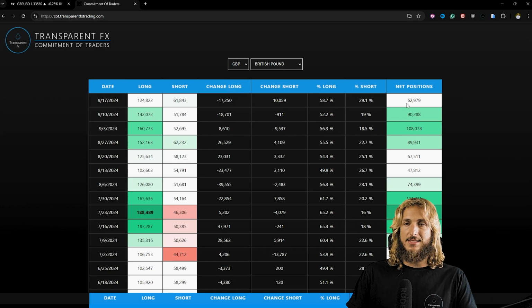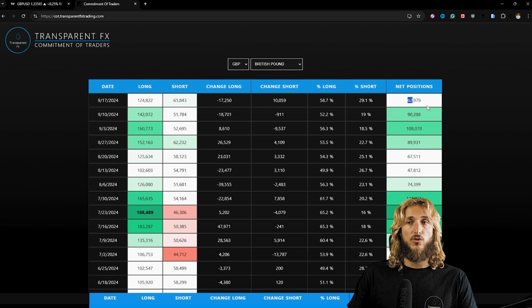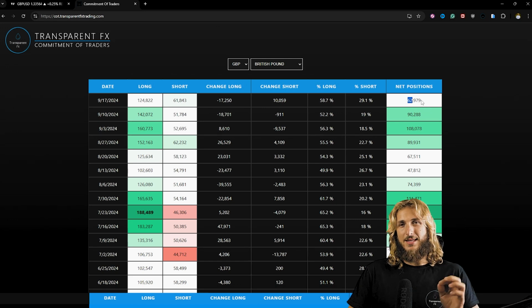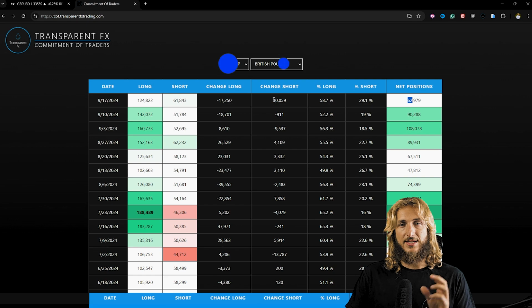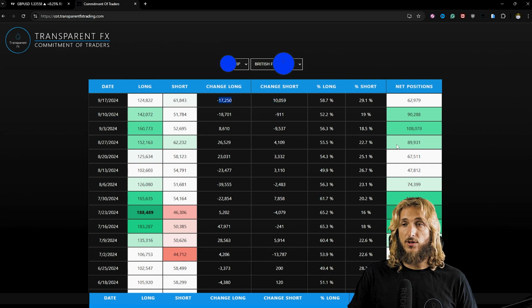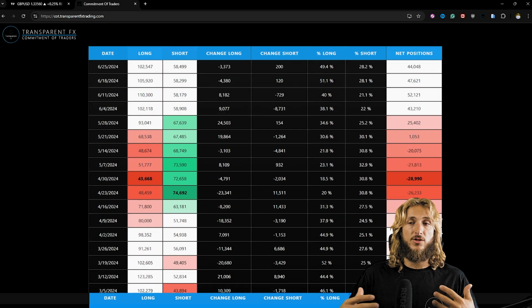And what we can see is that with the last reports, lately net positions have been slightly decreased. We went from 108k to 62.9k net positions. So in the very short term, institutions seem to be moving back to the bearish side, adding 10,000 shorts and closing 7,200 longs.